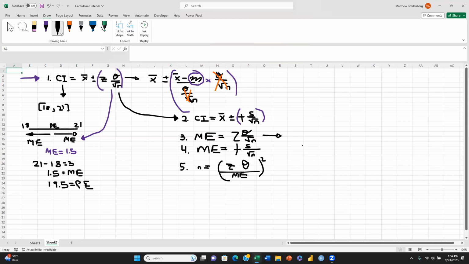And the way to do that is let's write the formula again. And the first thing we're going to do is multiply both sides by square root of n. And then we're going to divide both sides by margin of error.